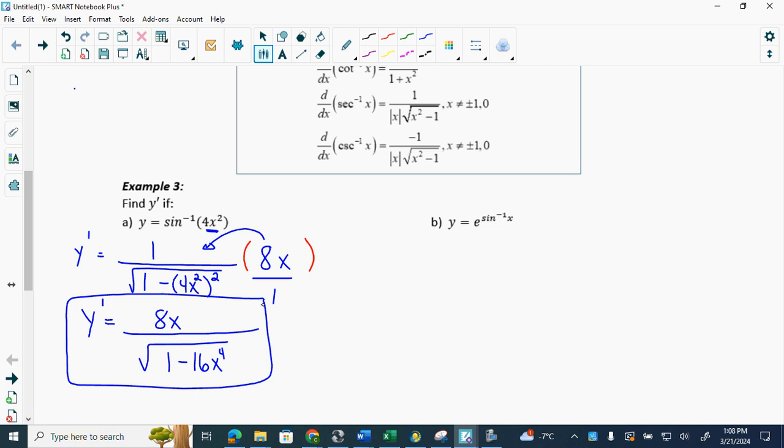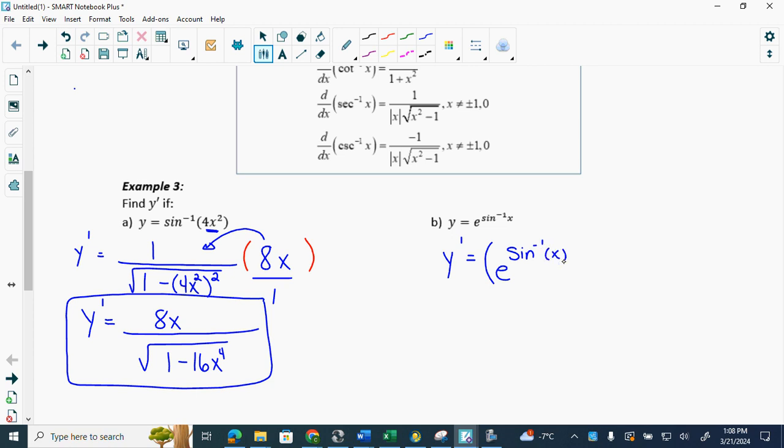Now b is y equals e to the sine neg 1 x. So is this more of a sine neg 1 question, or is this more of a numerical base to a variable exponent question? Numerical base to a variable exponent question. Yes? Happens to just have a sine neg 1 in there, but it's a numerical base to variable exponent. So what's our steps when that happens? Rewrite it.